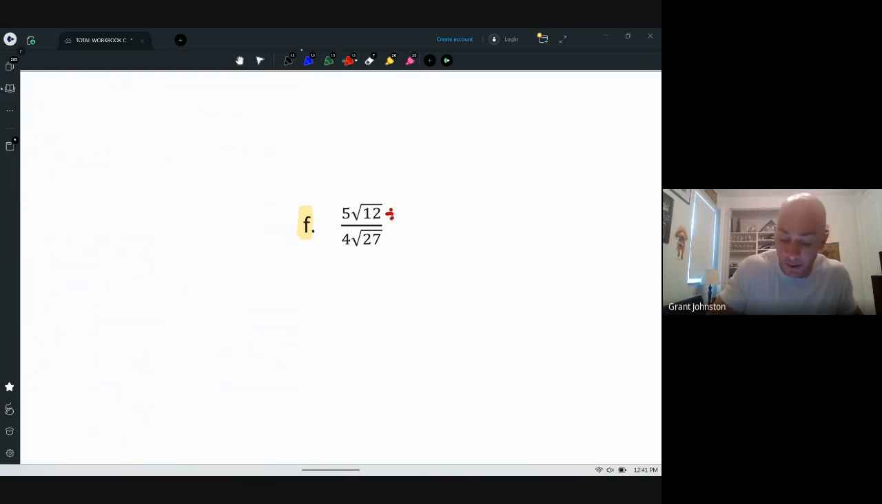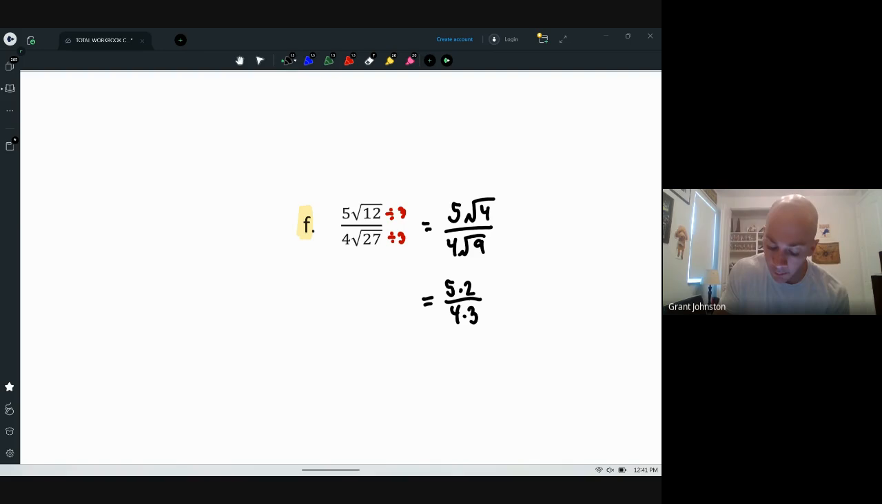So I'm going to divide those radicals by 3. So I'm going to have 5 root 12 divided by 3 is 4. And 27 divided by 3 is 9. And this one's kind of like the other one because we know what the square root of 4 is and we know what the square root of 9 is. The square root of 4 is 2. And the square root of 9 is 3.